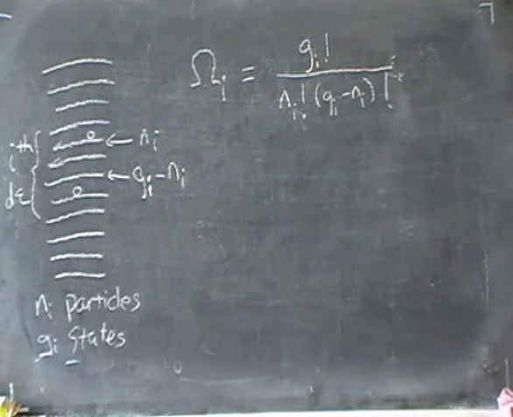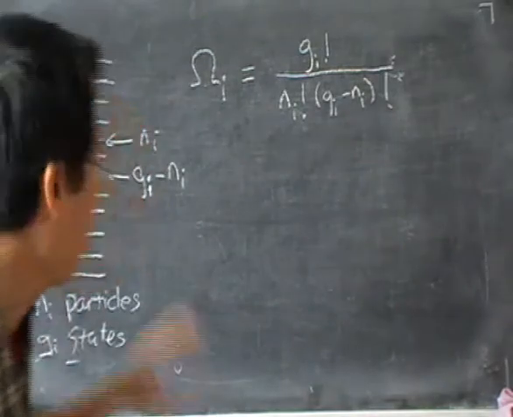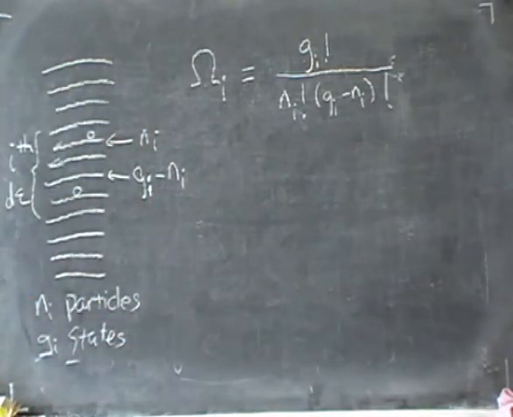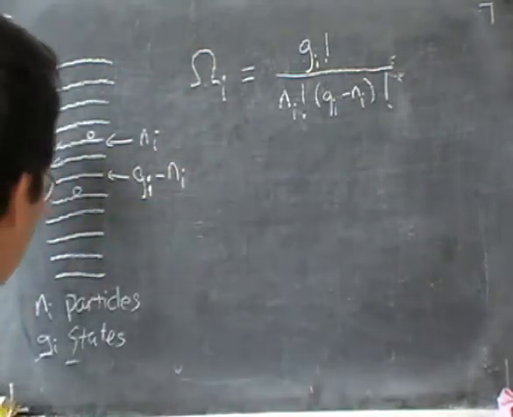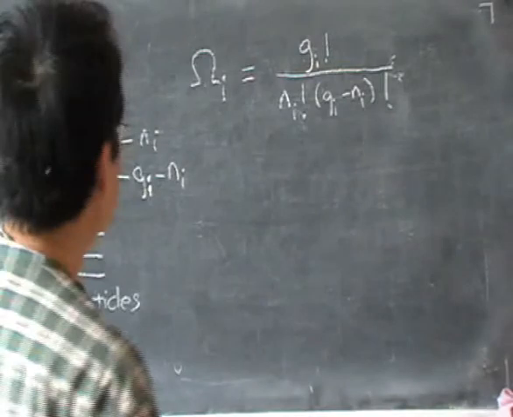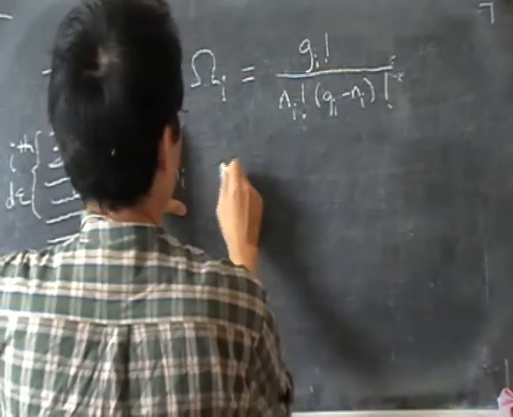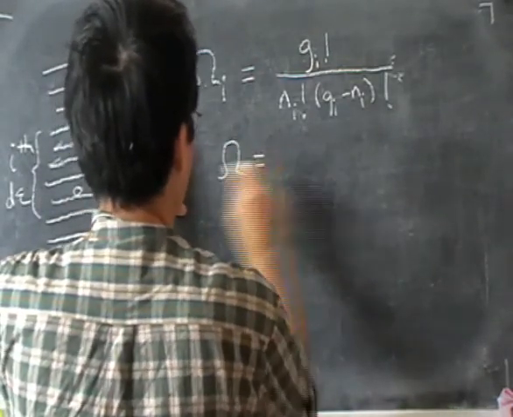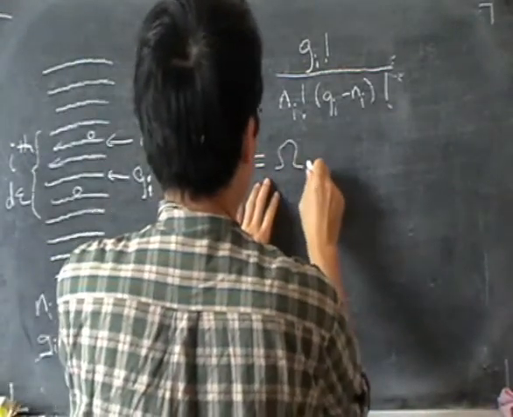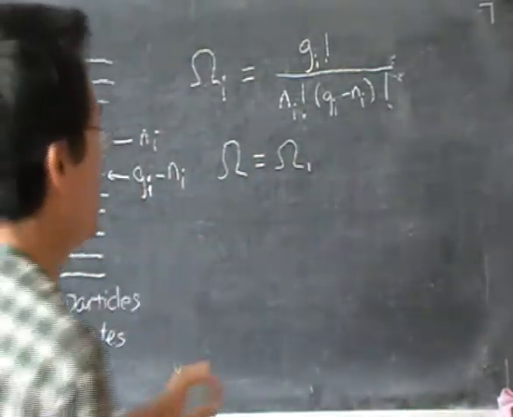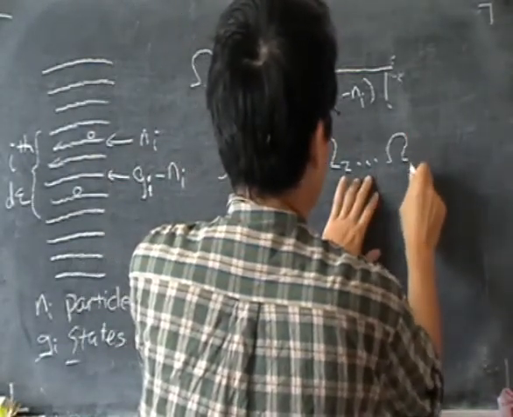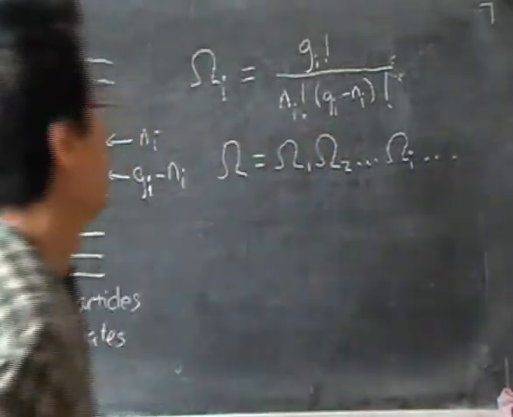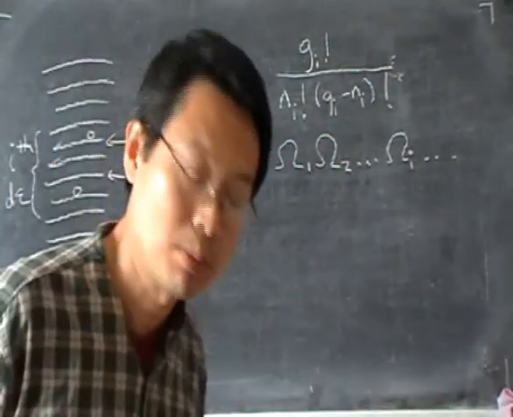And in order to find the total number of arrangements for all electrons in all intervals, we simply need to multiply the number of arrangements for every interval together. Meaning, the overall omega would be omega 1, the number of arrangements in the first interval, times omega 2 in the second interval, dot dot dot for all intervals. So that would be the total number of arrangements.